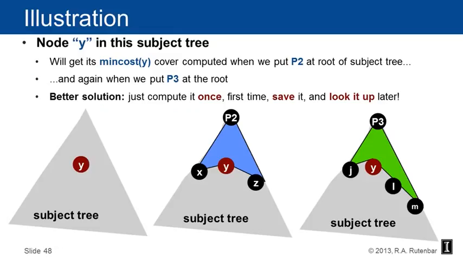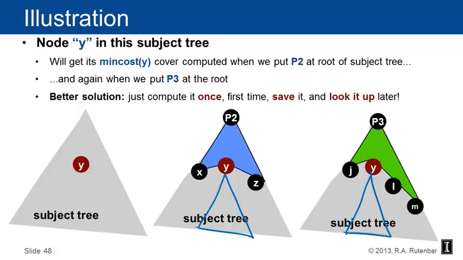And the reason you do something like that is shown in this nice, simple little diagram. Node Y is in the middle of this subject tree. I'm showing the big yellow, the big triangle. Pattern P2 has a leaf node that covers node Y. Pattern P3 also has a leaf node that covers node Y. So when I put pattern P2 up at the top, I am going to recursively call my min-cost algorithm, and I'm going to call it on node Y. So I'm drawing a little triangle under node Y. I'm going to go compute the minimum cost of Y. And then, later in this algorithm, when I put P3 up at the top, I'm going to try to do it again. So that's why I drew another triangle under node Y.